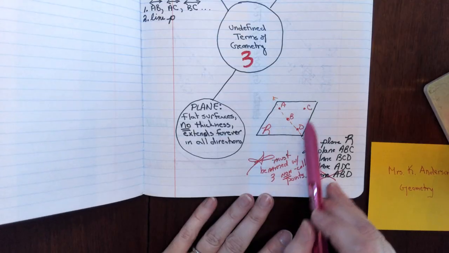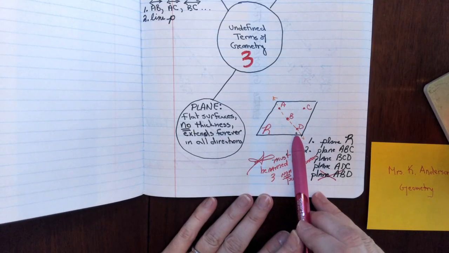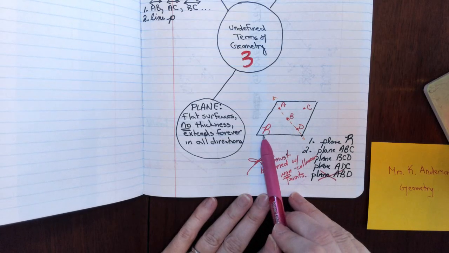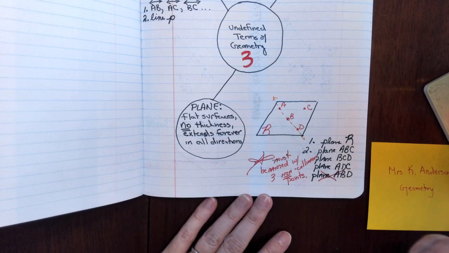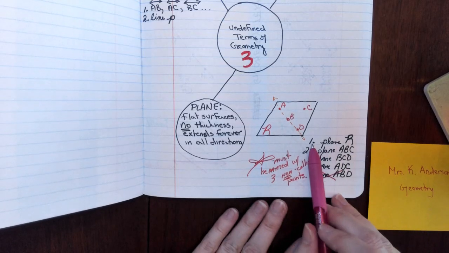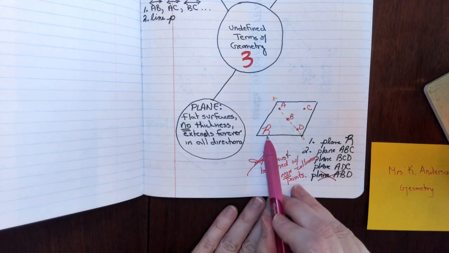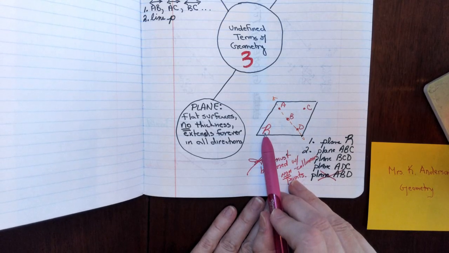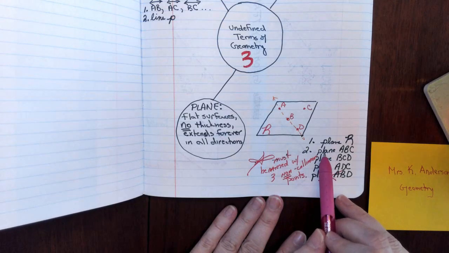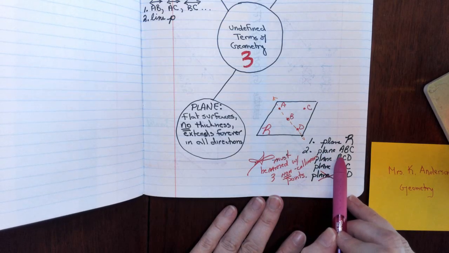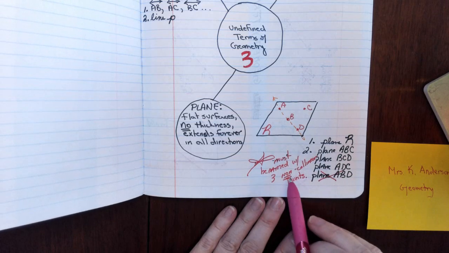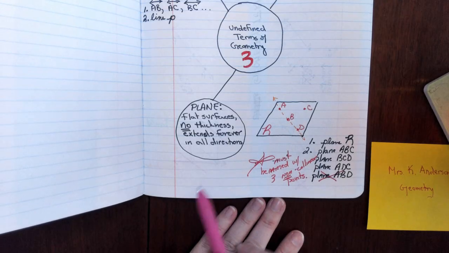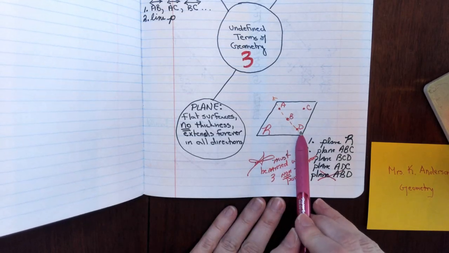And notice that I have multiple points on my plane. I have A, B, C, and D. I also have a capital R. When I'm naming, I can name it 2 ways. First way, plane with the capital cursive letter. Not any of the points, the capital cursive letter. I can also call it out as plane, and I have to use 3 non-collinear points, A, B, C, B, C, D.